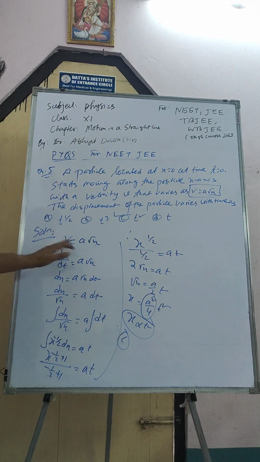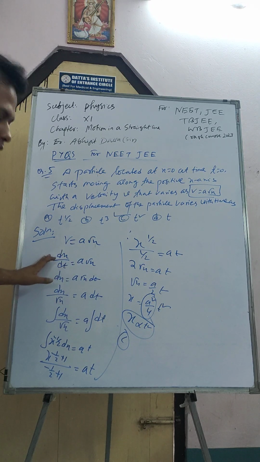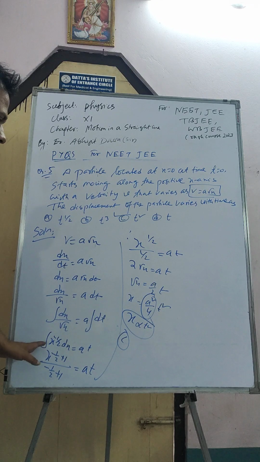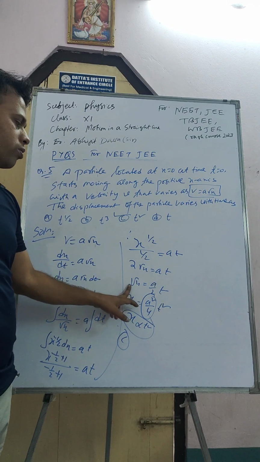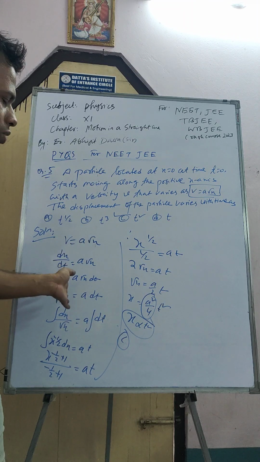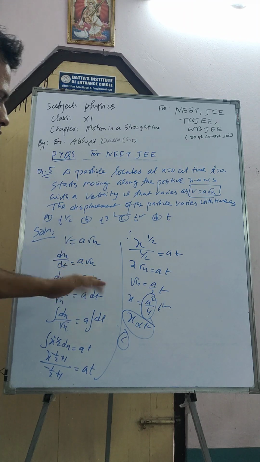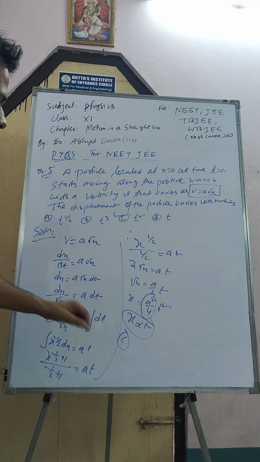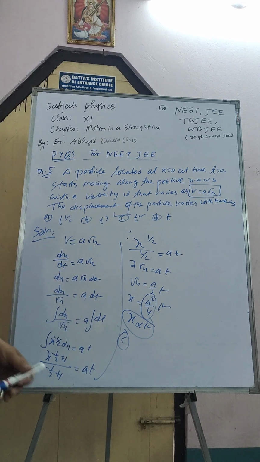So v equal to a root over x. I convert v to dx by dt, multiply by time, and take integration. After simplifying, what comes is root x equal to a by 2 into t. If I square both sides, it will be x equal to a squared by 4 into t squared. So x is proportional to t squared. So option C is the correct answer.